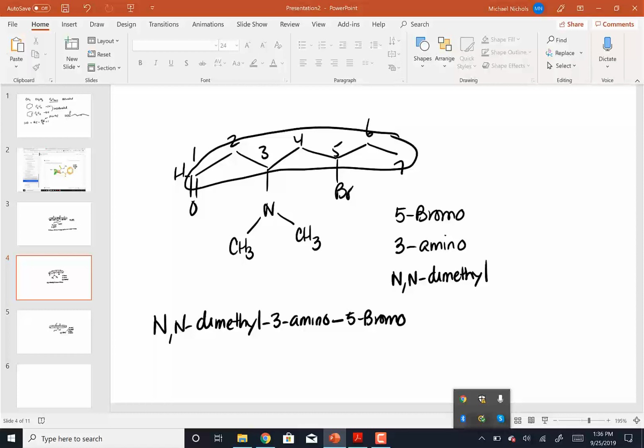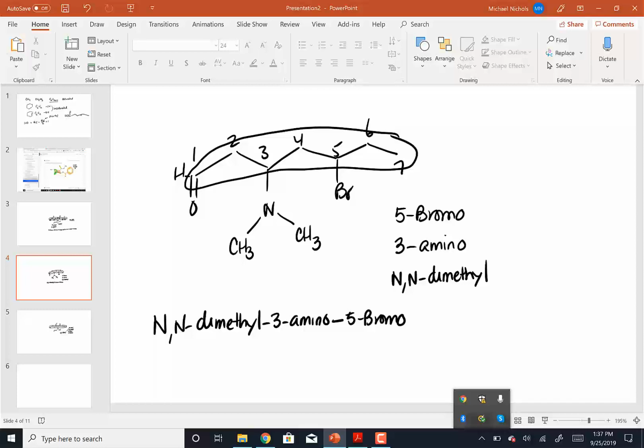If I'm reading through that and I see the 3 amino, I need to look for the things with the N's. I know the amino's attached to the chain at 3, that's one position. What's attached to the other positions? If there's 2 N's, both those groups are attached to nitrogen. If there was just one, it would be that group and then a hydrogen. Or if there were 2 hydrogens, it would just be amino. So this is an N,N-dimethyl, 3 amino, 5 bromo.